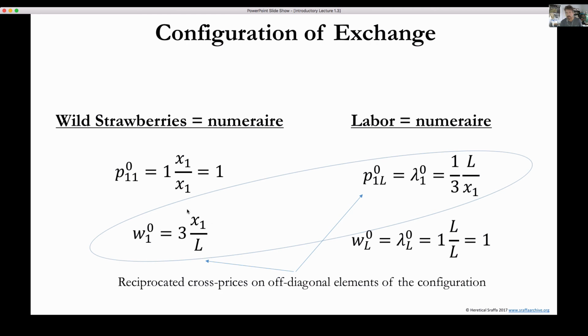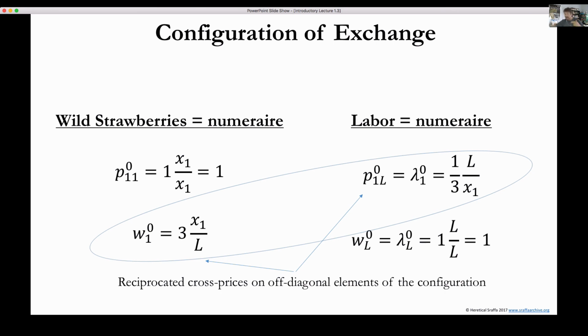So the complete wage rate, with wild strawberries as the numeraire, is going to be 3 units of wild strawberry per unit labor, whereas the labor value of wild strawberries is going to be 1/3 unit of labor per unit wild strawberries. Again, the pure regime of remuneration. So that's how we are going to express our price, and we're going to understand the price form in terms of these different configurations.